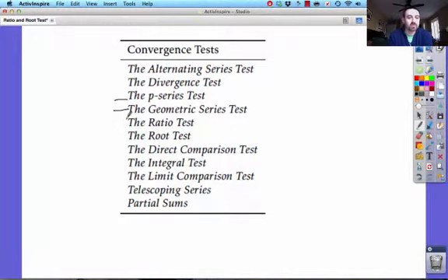The ratio test and the root test are the two that we just came up with, and that's where you're basically taking the idea of the geometric series test, coming up with a limit where r is equal to that limit. And we either do the limit of one term divided by the previous term, or we take the limit of a particular term, the nth term raised to the 1 over n power. The direct comparison test is where we say one function bounds the other. The integral test turns the series into an integral.